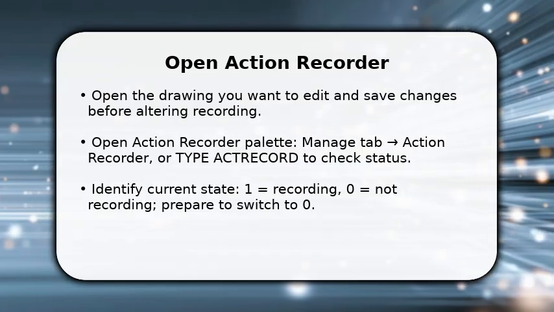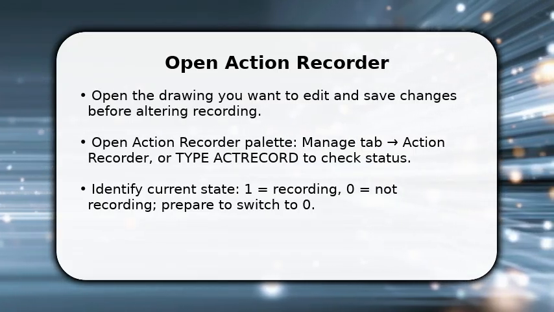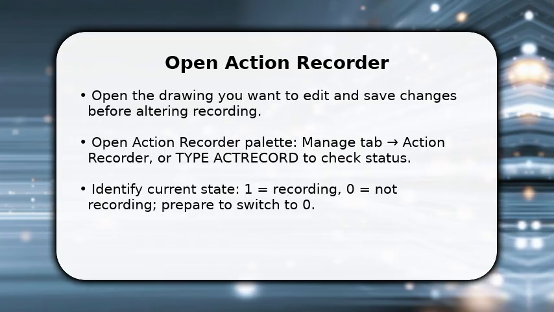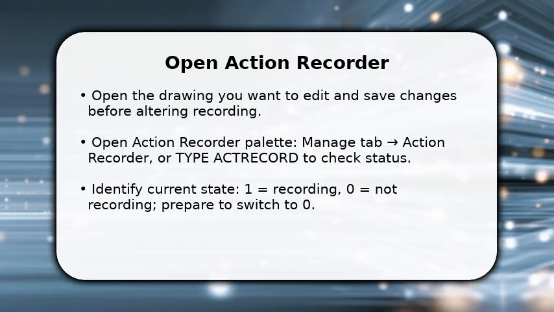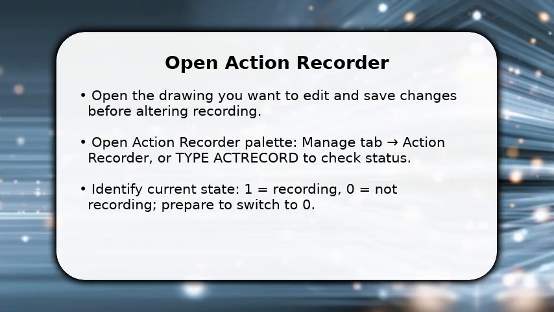You need to stop recording now. Open the Drawing and the Action Recorder palette. Once visible, inspect the recorder status on the palette and in the command line. You can also type Actrecord to query the current value.